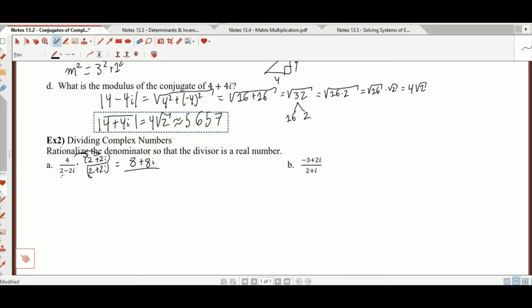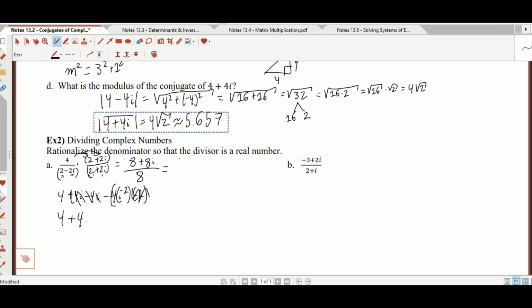Well, I'm just going to do this to the side here. 2 times 2 is 4. 2 times plus 2i is a plus 4i. Negative 2i times 2 is a minus 4i. Negative 2i times 2i is a minus 4 i squared, because 2 times 2 is 4. Those eliminate. 4 minus, well, i squared is negative 1. 4 times negative 1 is negative 4. Subtracting negative 4 is the same as adding. So 4 plus 4 is 8.